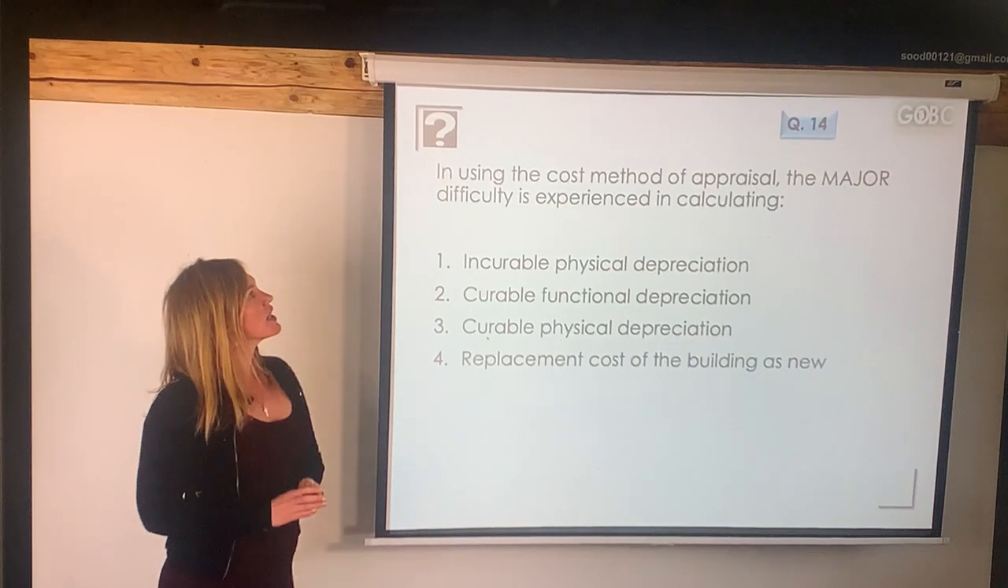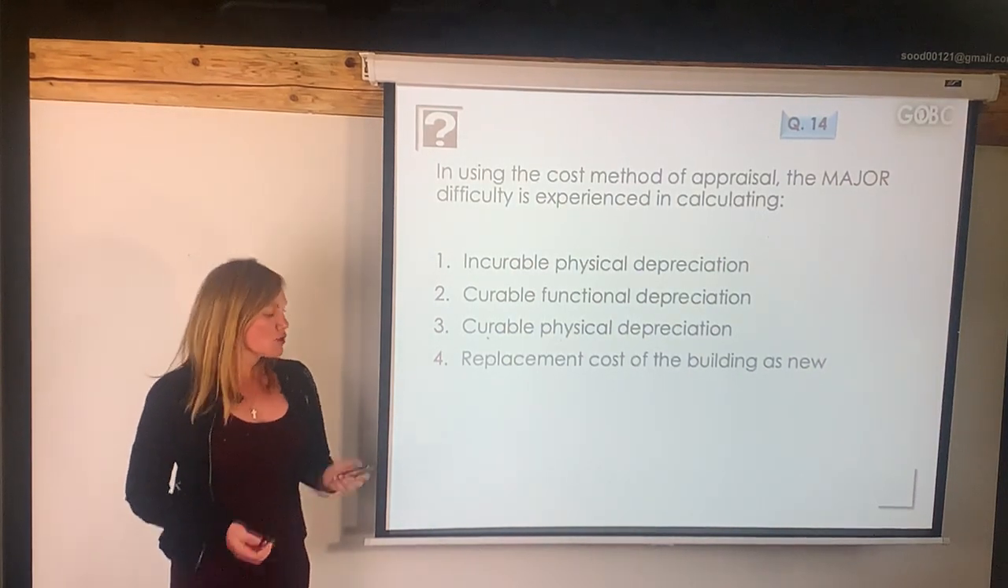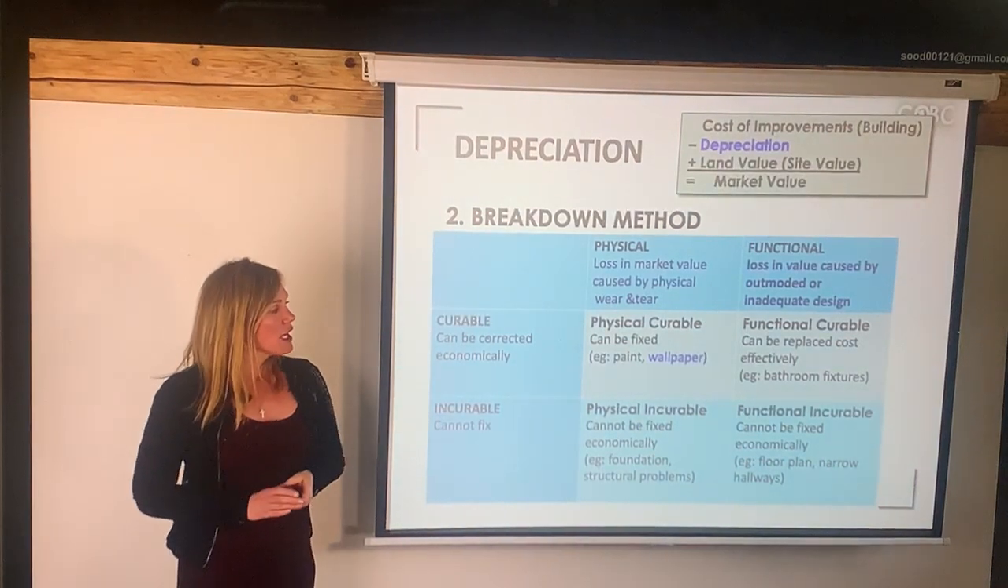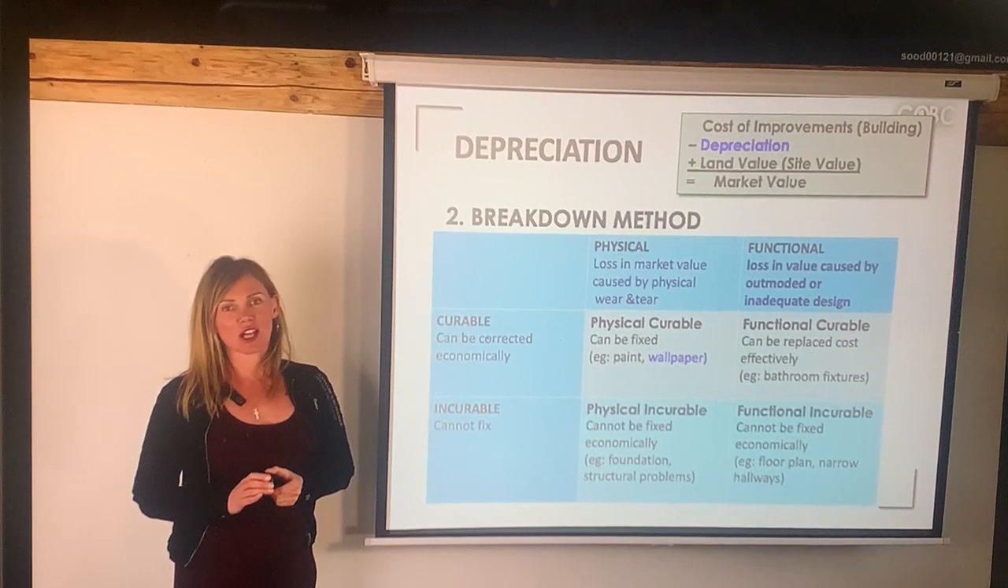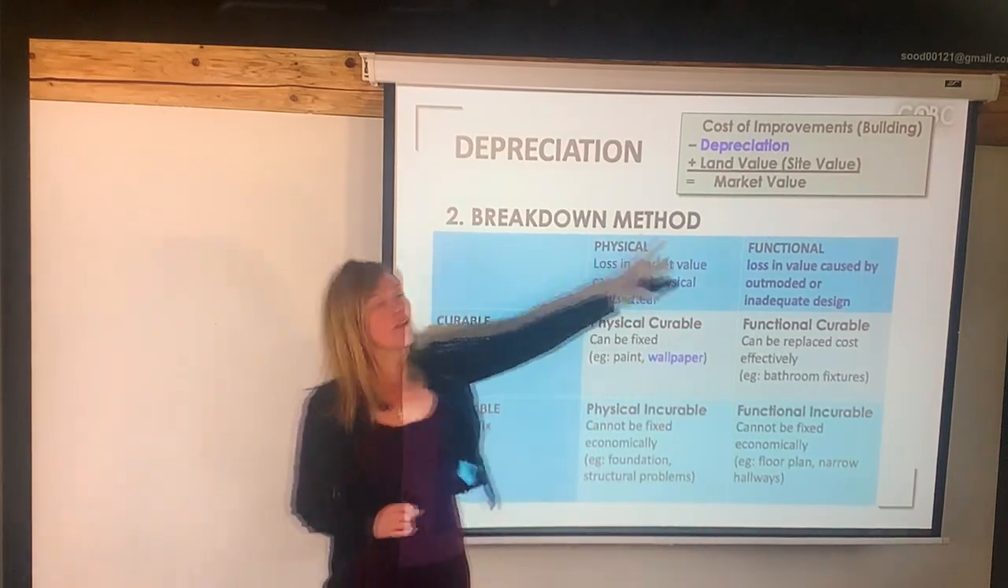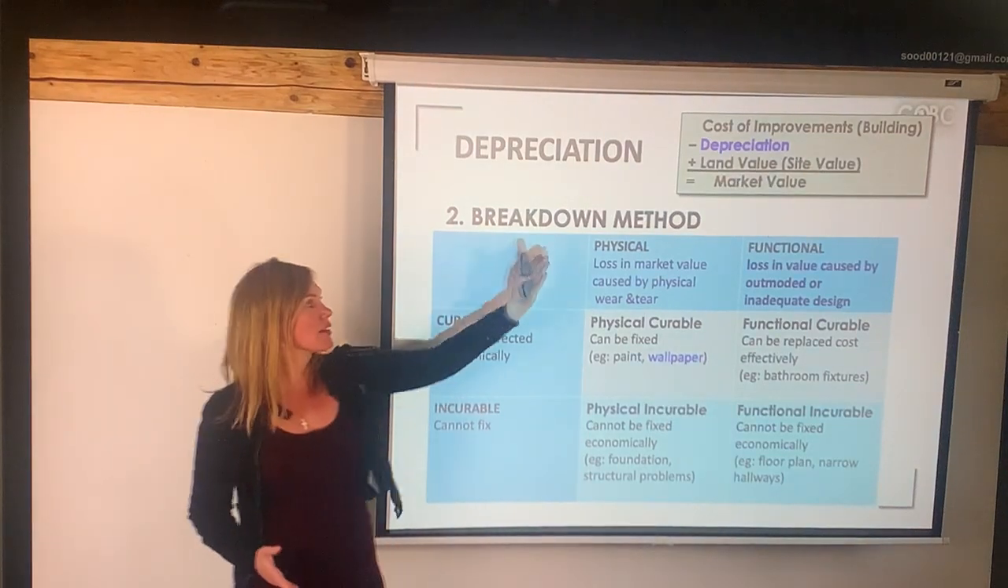Next one, question 14. In using the cost method of appraisal, the major difficulty is experienced in calculating which method? If I go back to this slide and ask, if you buy the house, which one is the worst depreciation out of all of them? First of all, is that physical or functional? Definitely physical, because it doesn't work. It doesn't do the job. It needs to be replaced, right? That's how they look at the physical one.